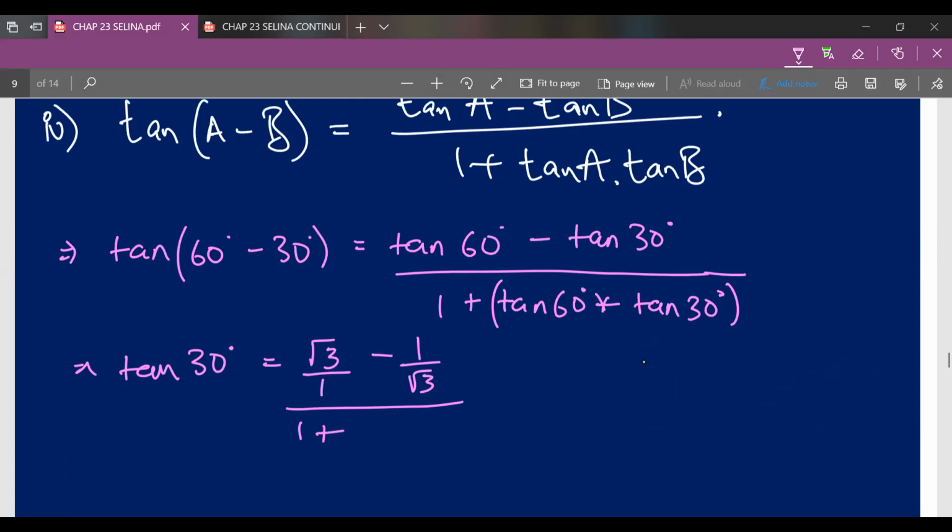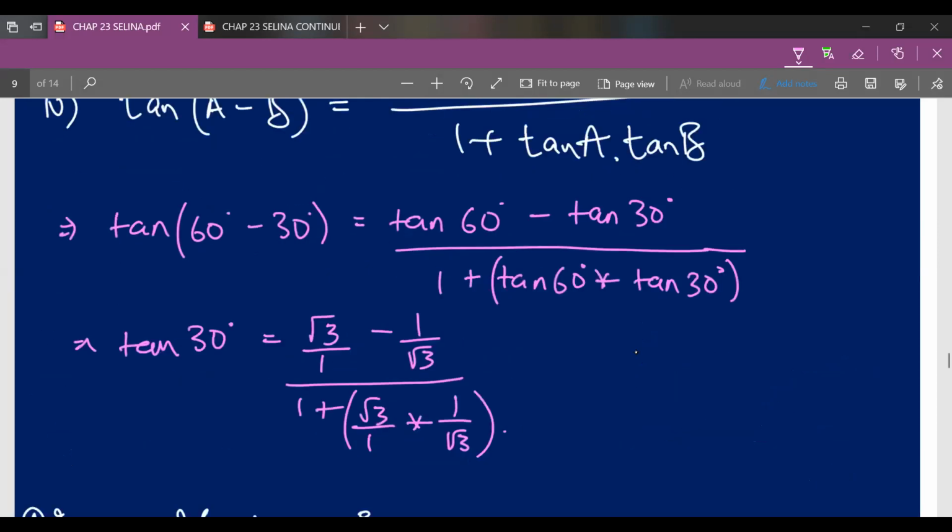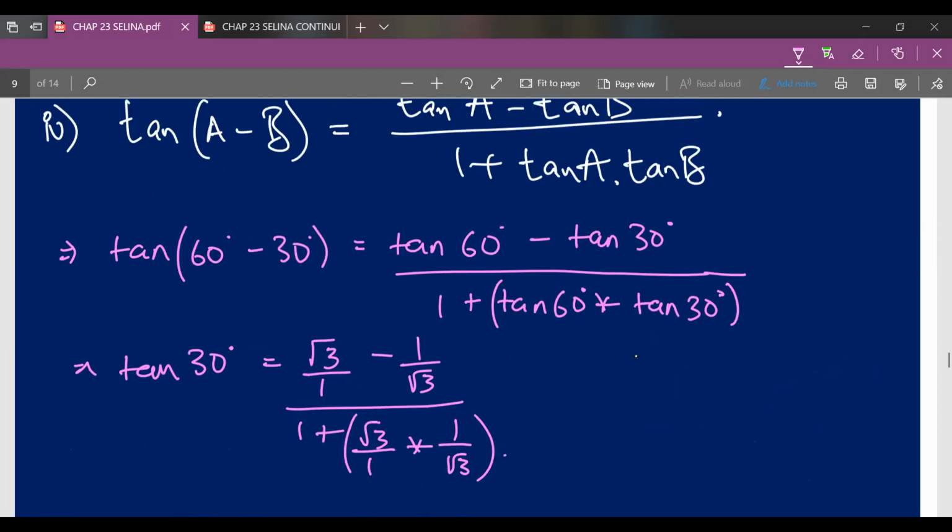Now I'll solve it in brackets. Now tan 60, now again I'll refer to the above calculations. So over here tan 60 degree is root 3 upon 1 into tan 30 degree, which is 1 upon root 3. Okay, so there's not enough space, so I'll just make some space. I'll write it over here.